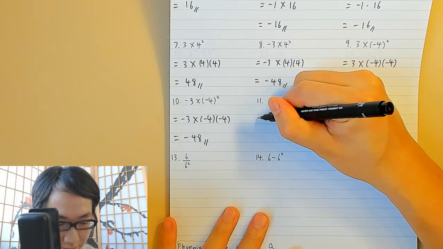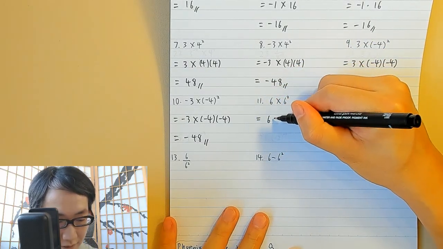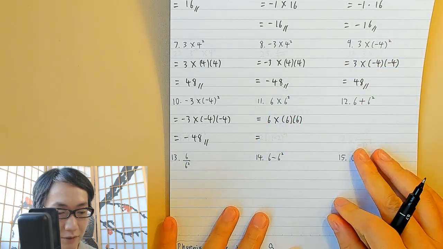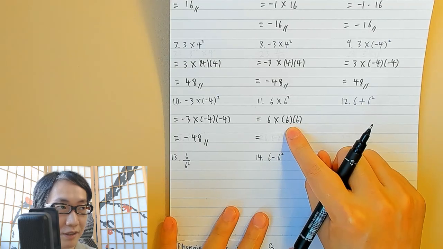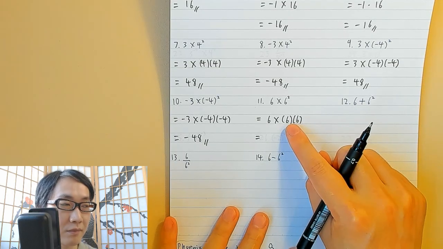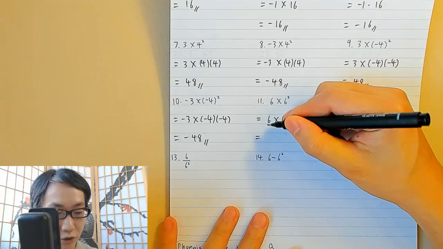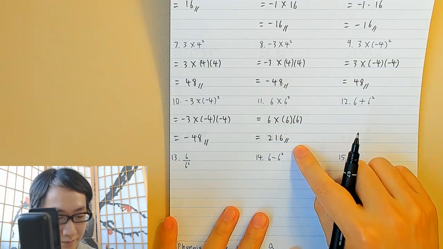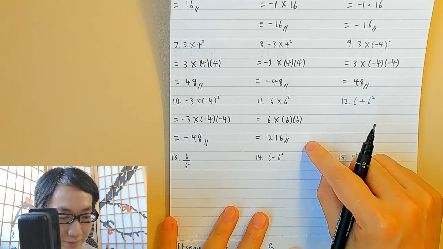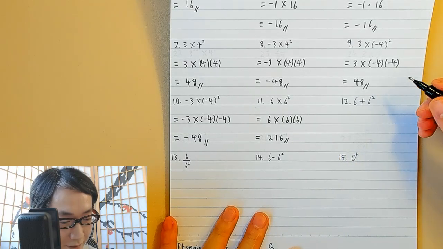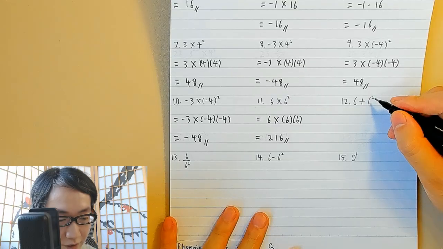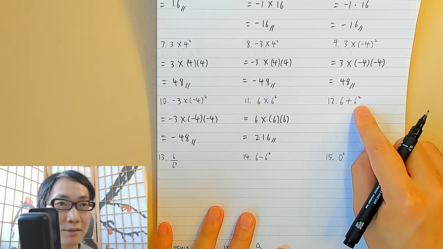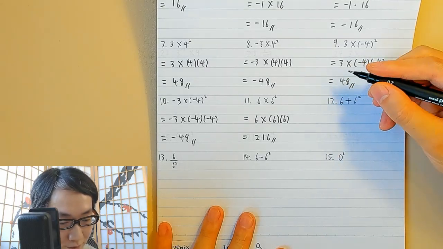Number 11. 6 times 6 times 6. So 6 times 6 is 36. 6 times 36 is 216. You can check that on a calculator. And 6 times 6 squared. So be careful when we're dealing with indices and we see a plus or negative sign. We have to be careful.